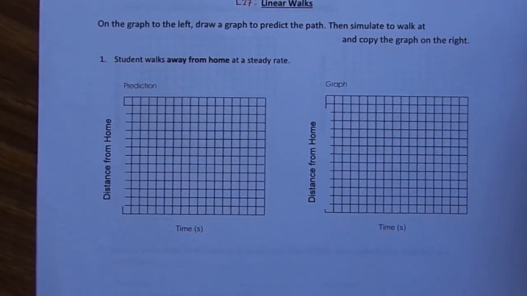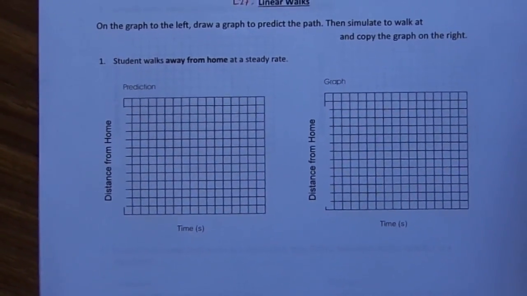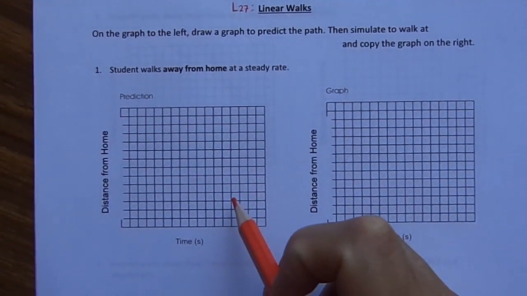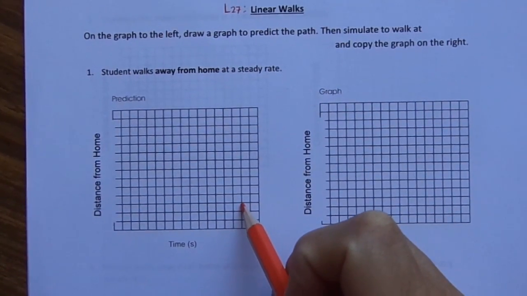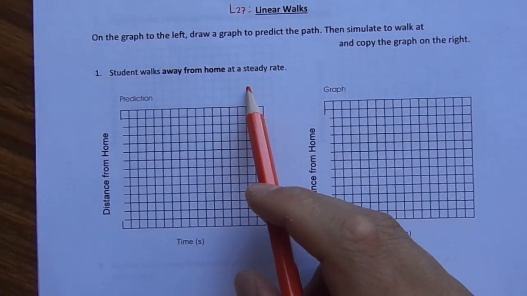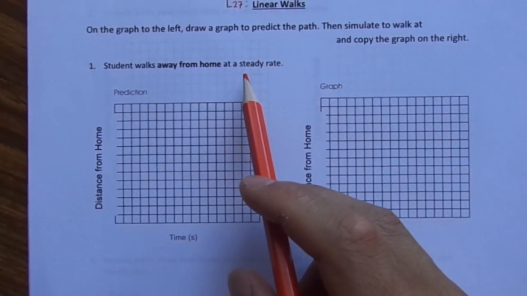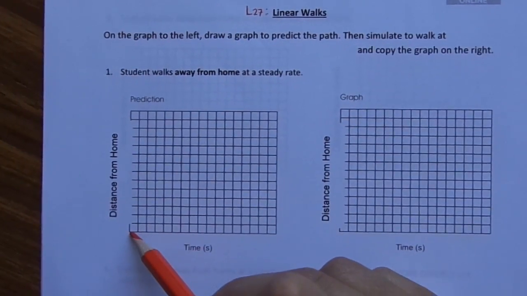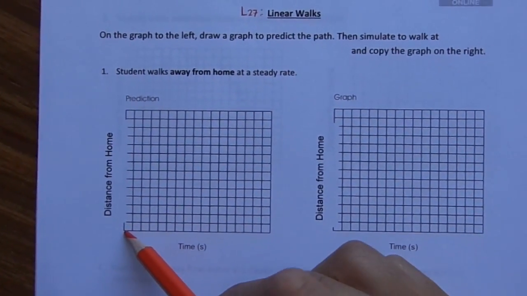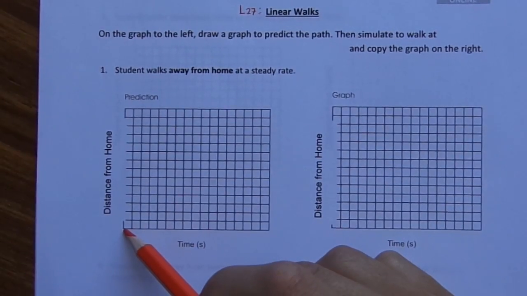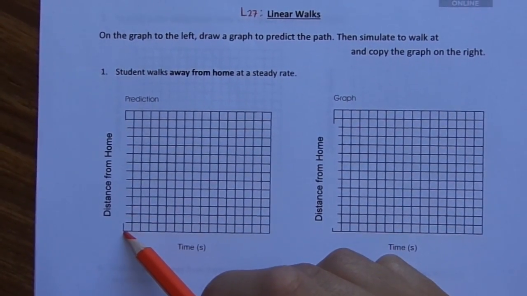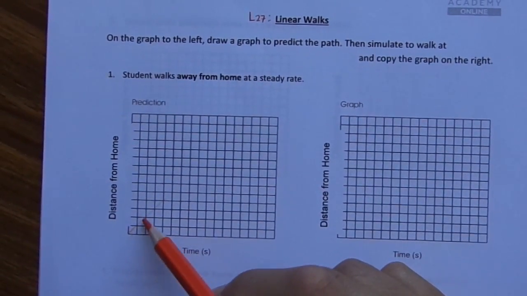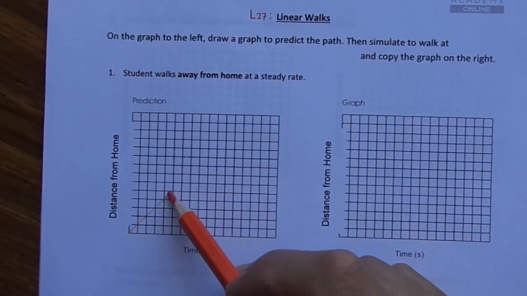Okay, so all I want you to simply do is, once you have this open on your computer, on the graph on the left, guess what the graph would look like for these given situations. So for example, a student walks away from home at a steady rate. This is the distance from home versus time. So, as they walk away from home at a steady rate, what do you think would happen? Like that? So at 1 second they're this far away, at 2 seconds they're that far away. So it would be a perfect linear line, wouldn't it?